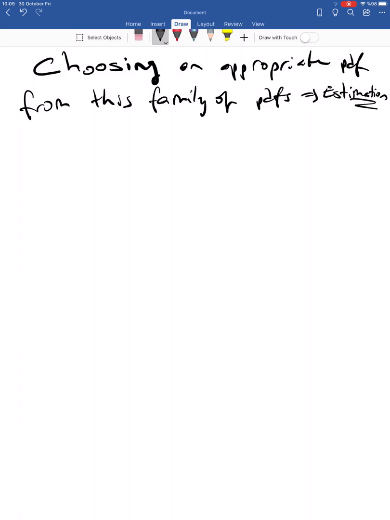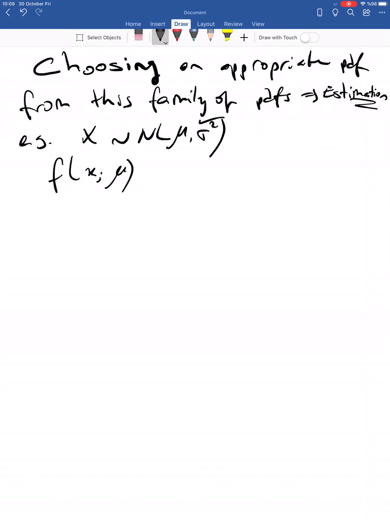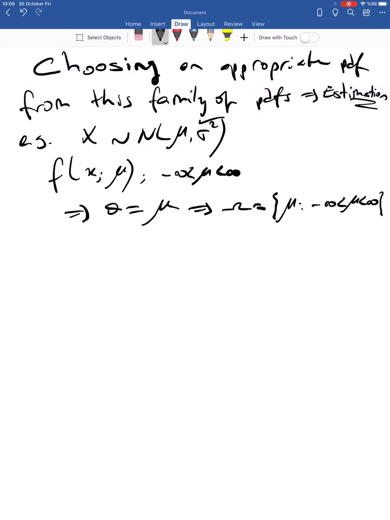For example, we have a normally distributed random variable, and let's say sigma square is known. Then we represent our PDF this way, with the range of the unknown parameter. Then our parameter theta is mu. We want to estimate it. What is our parameter space? It will be mu such that mu is in plus minus infinity.